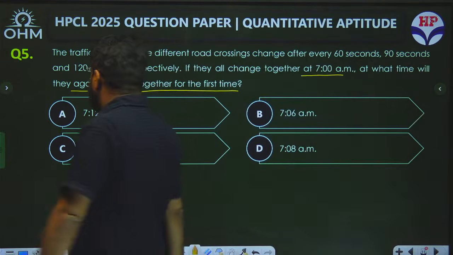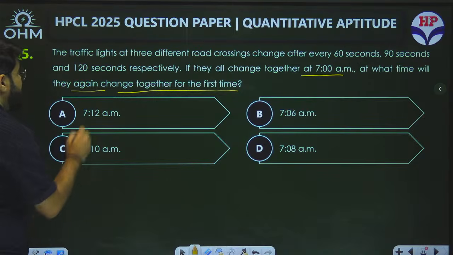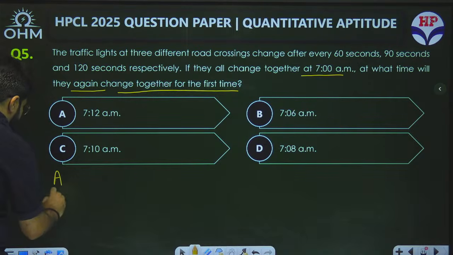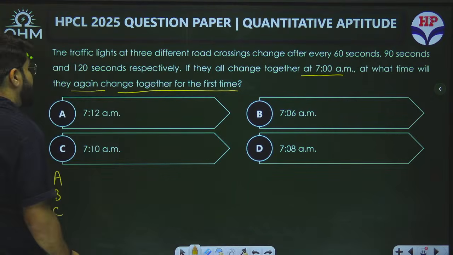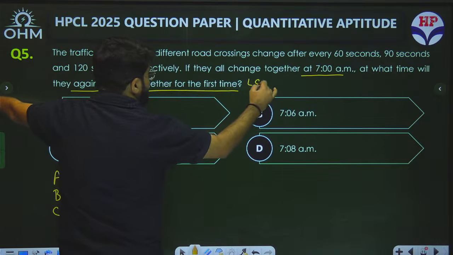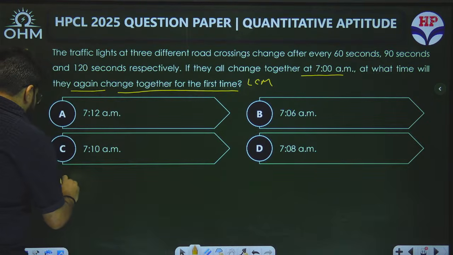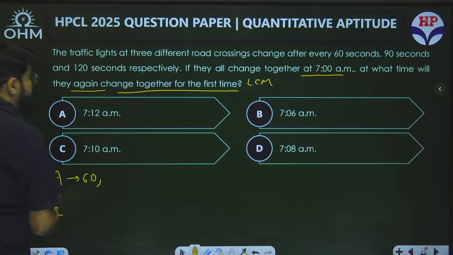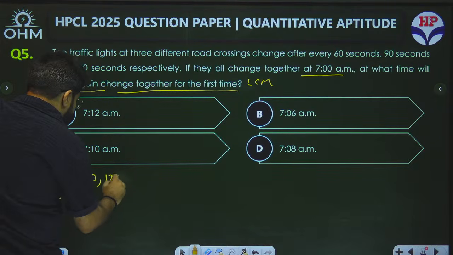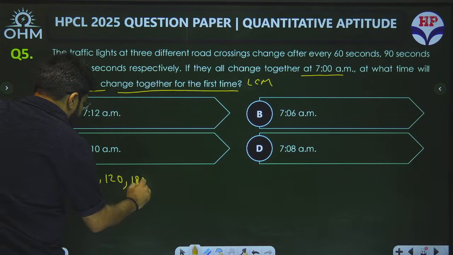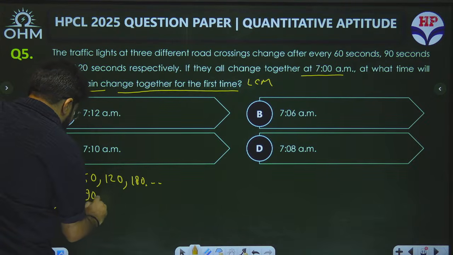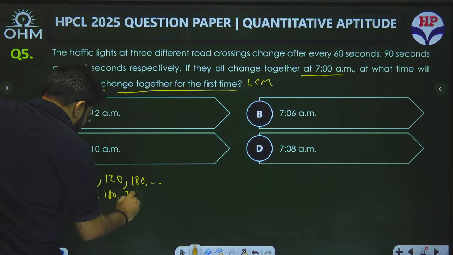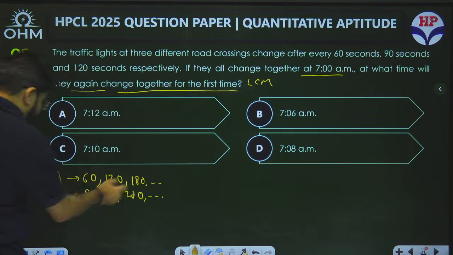Now see, suppose the 3 traffic lights are A, B, C. If you have solved such questions, you know this is directly an LCM question basically. Why? Because A will change after every 60 seconds, so after every 60 means 60, 120, 180, etc. B will change after every 90 seconds, so 90, 180, 270, etc. So at 180, both of them will again collide.